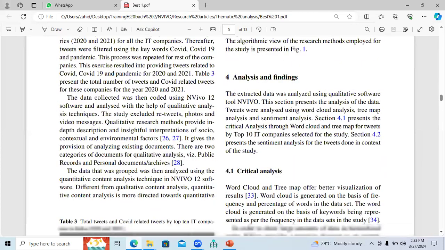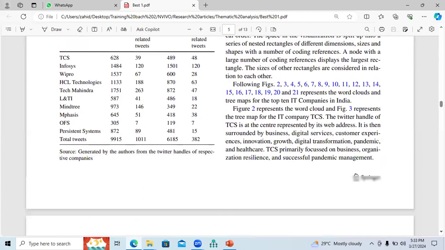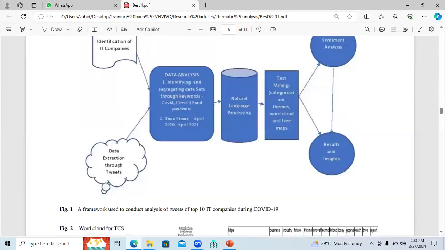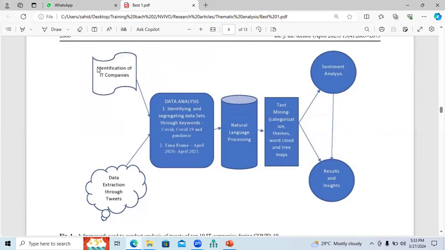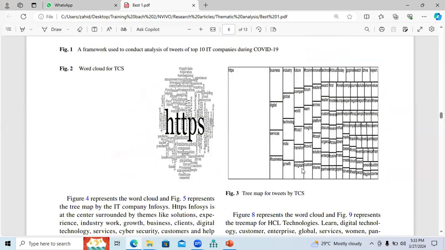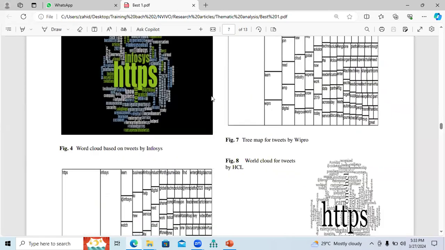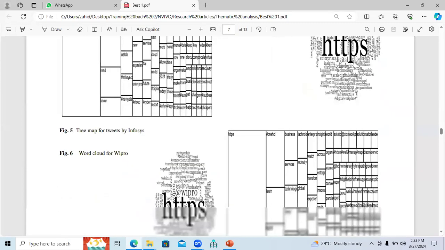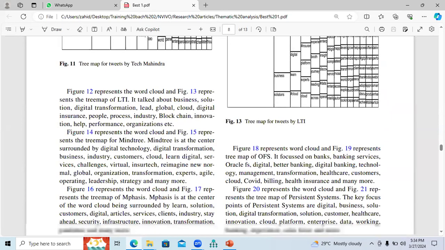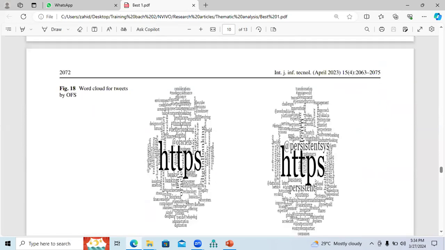I need to show you here some of the basic analysis techniques they have applied. They have identified some IT companies. They have extracted their data from tweets, conducted sentiment analysis, and created some insights. They have done this word cloud. They have created some tree maps using this procedure. You can also see some word clouds and word trees here. All this is done using NVIVO. These kinds of things are basically done using NVIVO.